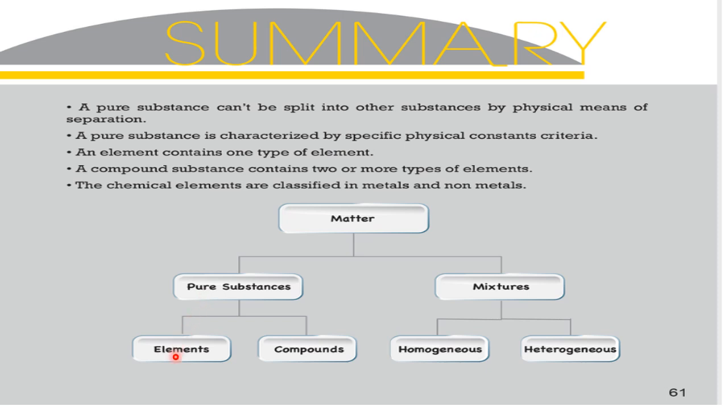A pure substance can be an element or a compound. An element contains one type of chemical element. A compound contains two or more different types of chemical elements. A mixture is made up of two or more pure substances. A mixture can be homogeneous, made up of one phase, or heterogeneous, made up of two or more phases.